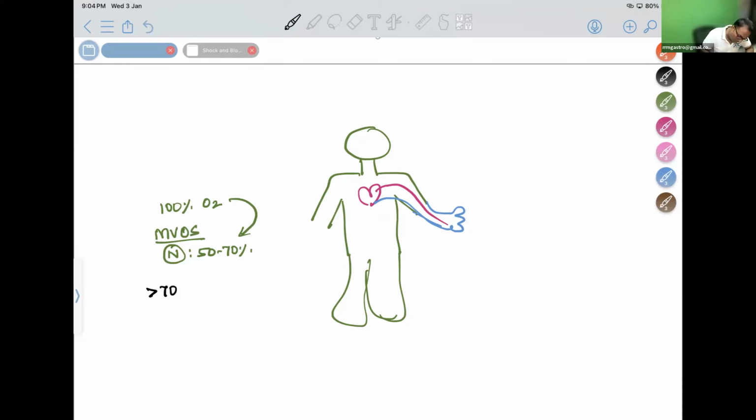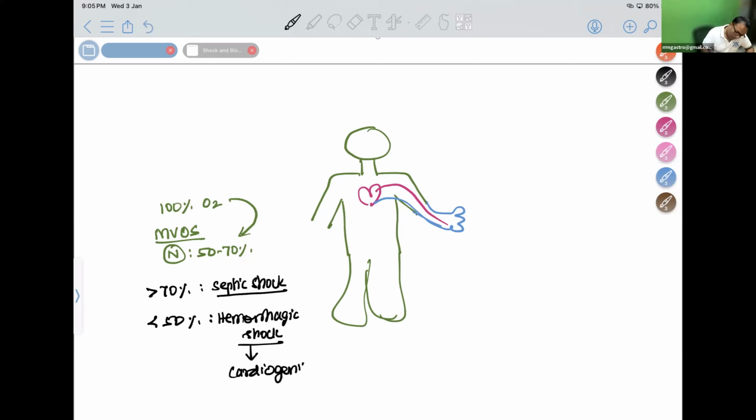If it is more than 70, it is septic shock. Means what? No oxygen is taken by the peripheries in septic shock. If it is less than 50%, it is hemorrhagic shock, where more oxygen is taken by the periphery. Okay, septic shock is more than 70%, hemorrhagic shock is less than 50%. More oxygen is taken. So MVO2 less than 50% means hemorrhagic shock and cardiogenic shock. Septic shock and other distributive shocks have more than 70%.